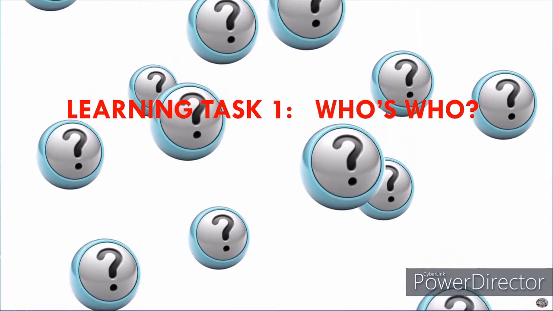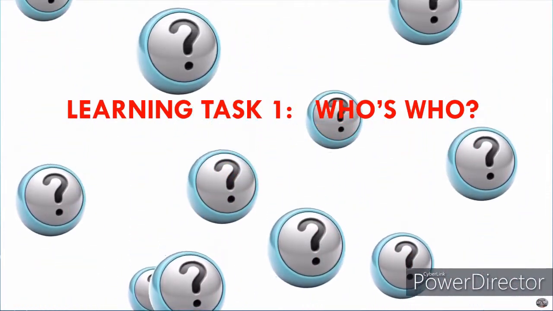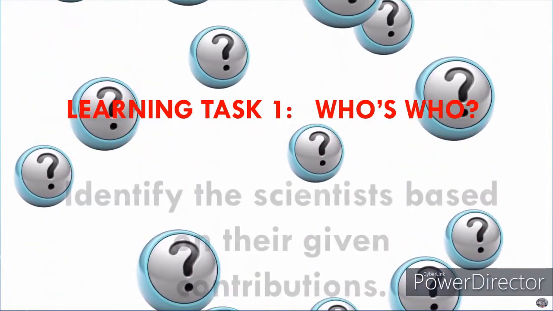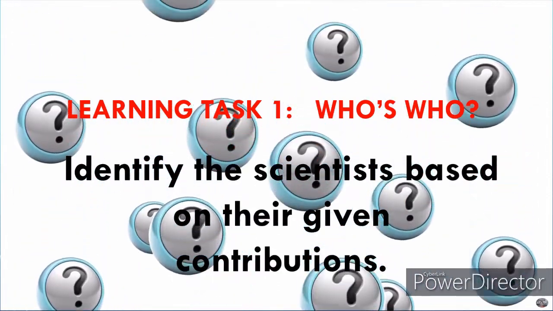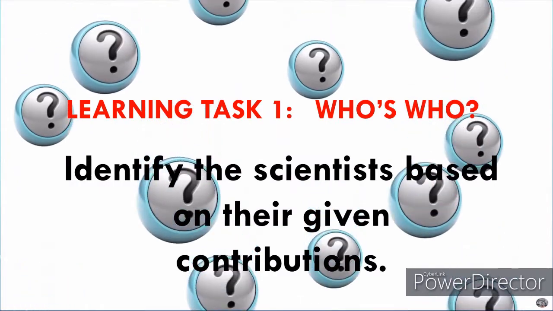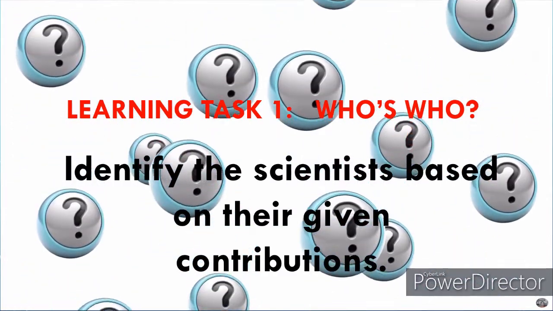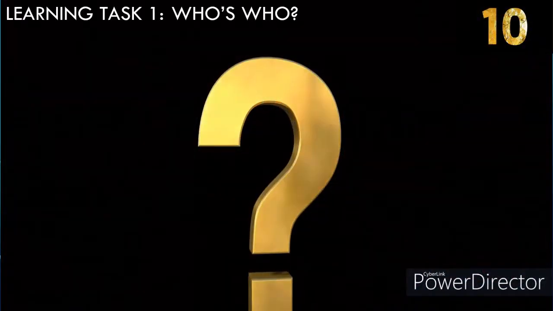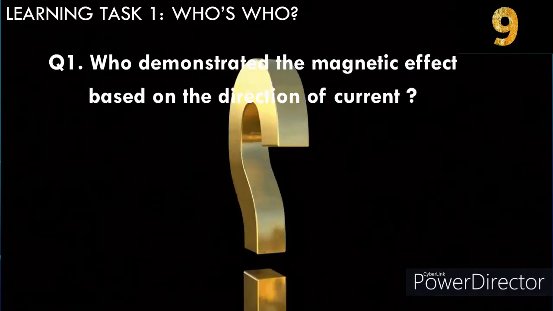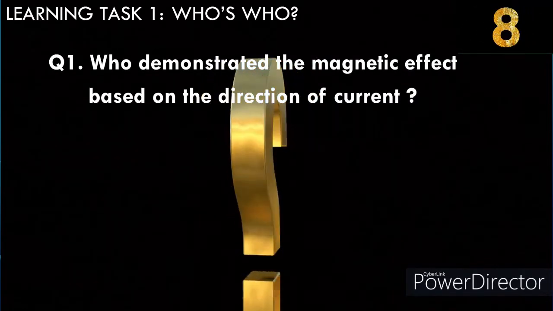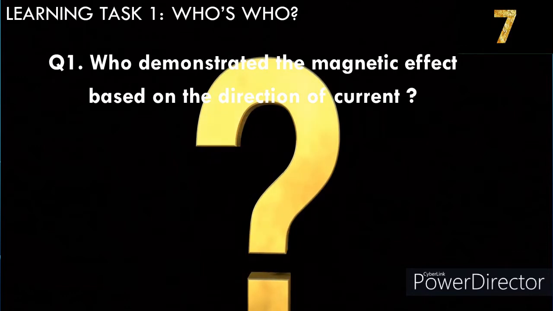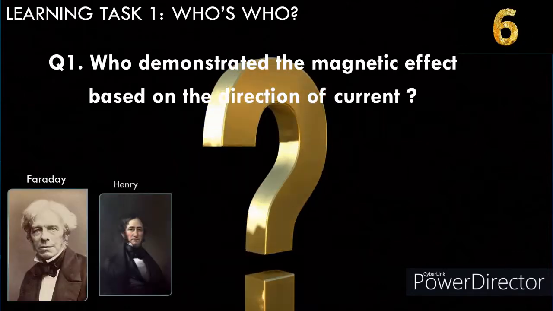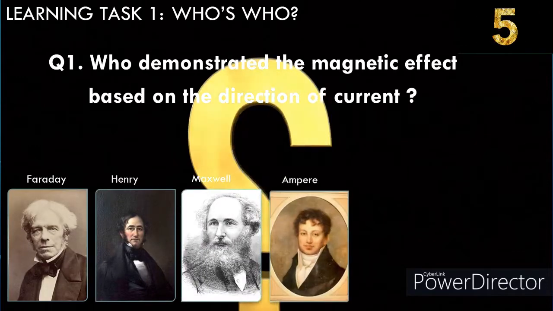This time, we're going to have our learning task number 1. I named it Who's Who. What you're going to do is identify the scientists based on their given contribution. Question number 1. Who demonstrated the magnetic effect based on the direction of current? Faraday, Henry, Maxwell, Ampère, Hertz, or Ørsted?